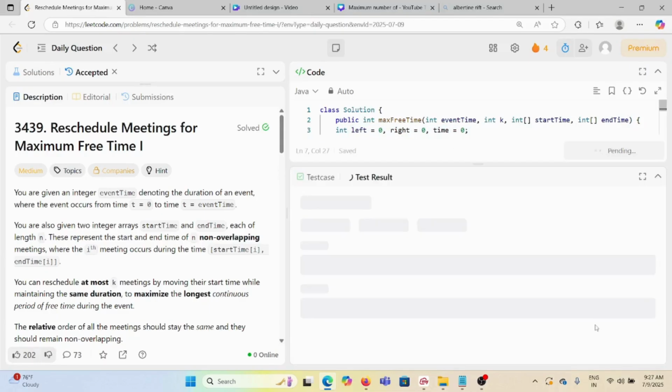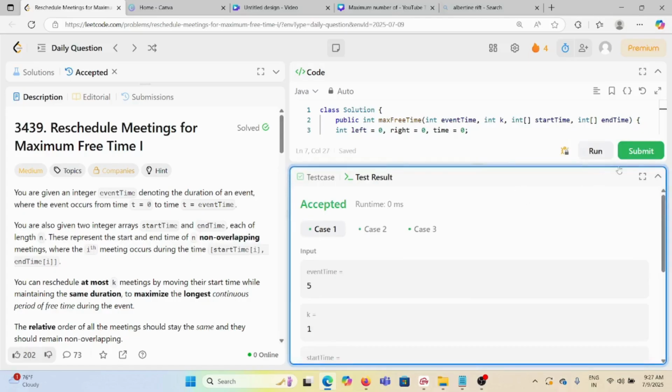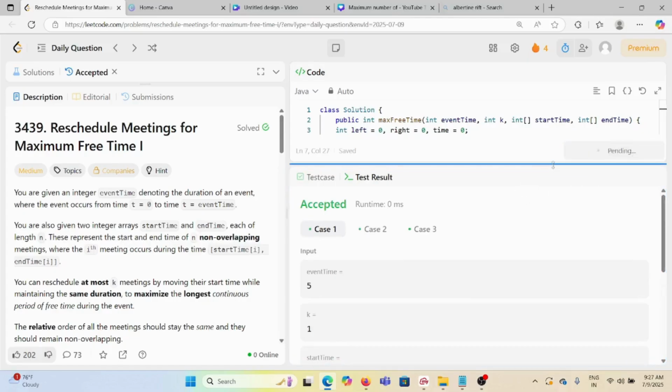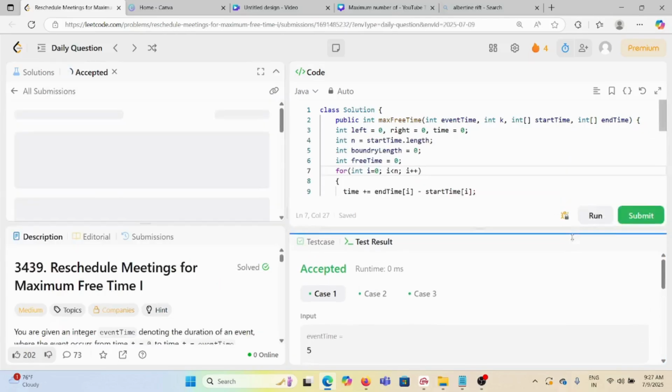So let me execute this code, which I have already done, but let me do it again. See here. So I am submitting it.